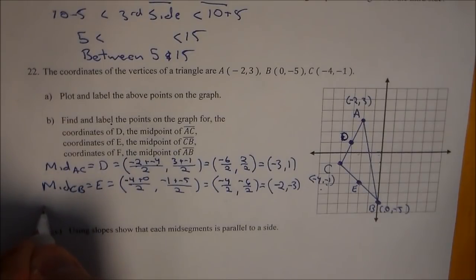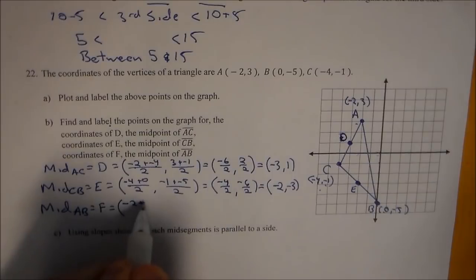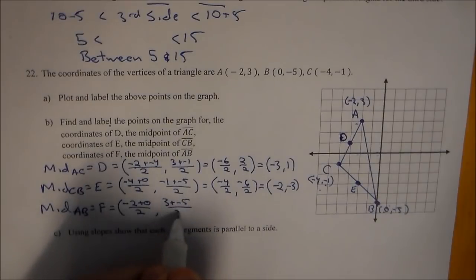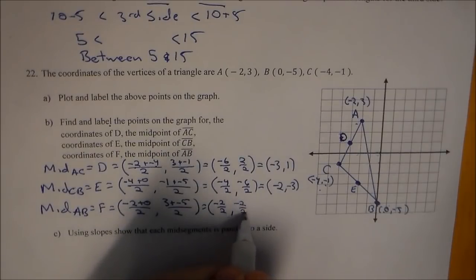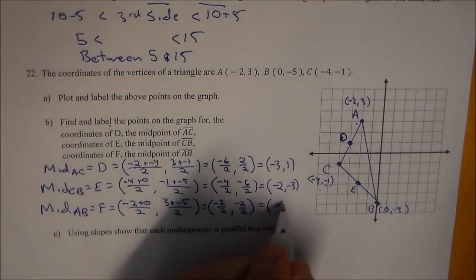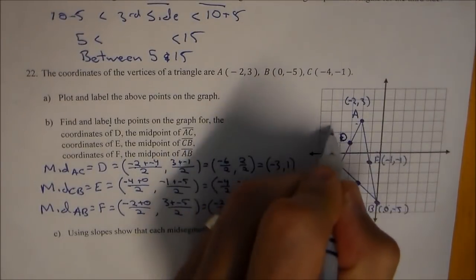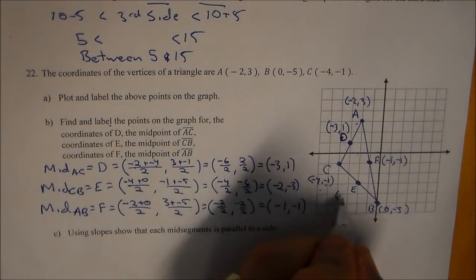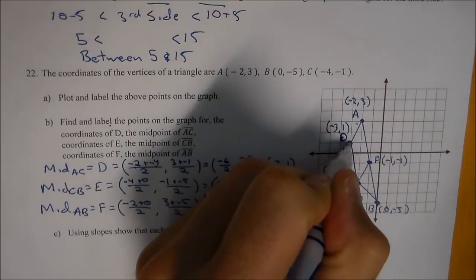So next, last one we have here is the midpoint of AB, which is point F. So A to B, we're going to do -2 plus 0 over 2. That's the x values. And 3 plus -5 over 2, giving us -2/2 and -2/2, which gives us coordinates of (-1, -1), which is F. Let's write them all in. And E was (-2, -3). Now we could connect these points, and that gives us our 3 midsegments.